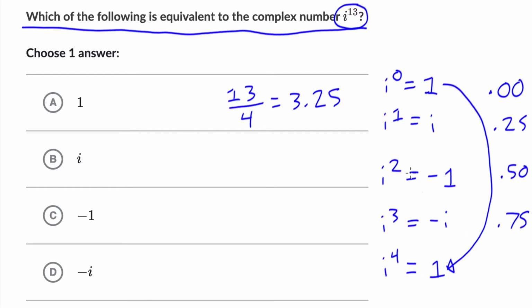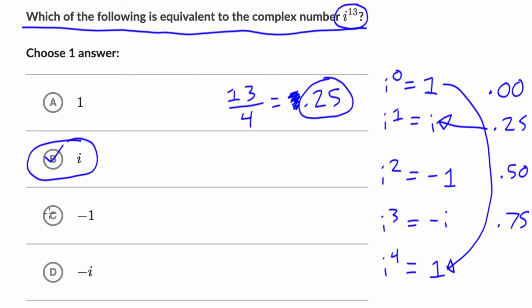So whatever numbers before the decimal place doesn't matter, so we can even cross this out. We're just looking at the numbers after the decimal place, which is 0.25. And if you look at our little chart over here, 0.25, I'm going to draw a line, equals i. So that means i to the 13th equals i. So this is our answer. Let's do a little check mark. So i to the 13th, what is it equivalent to? It's equivalent to i.